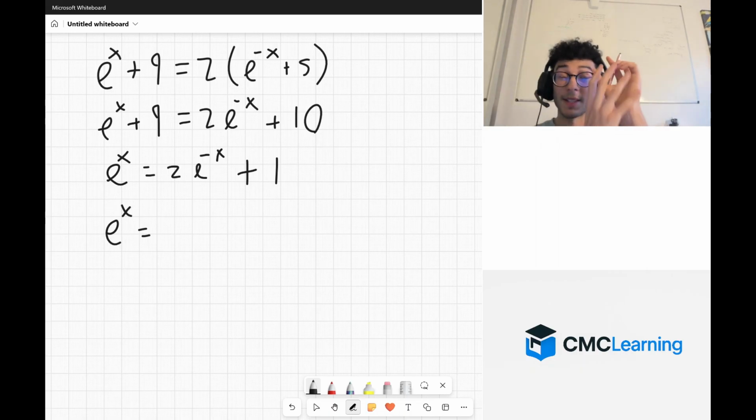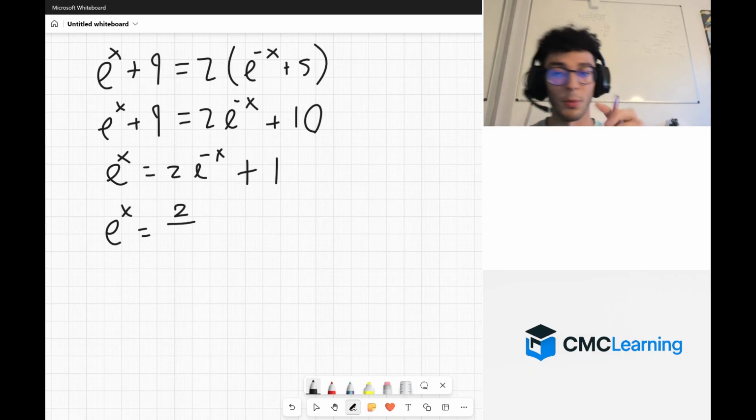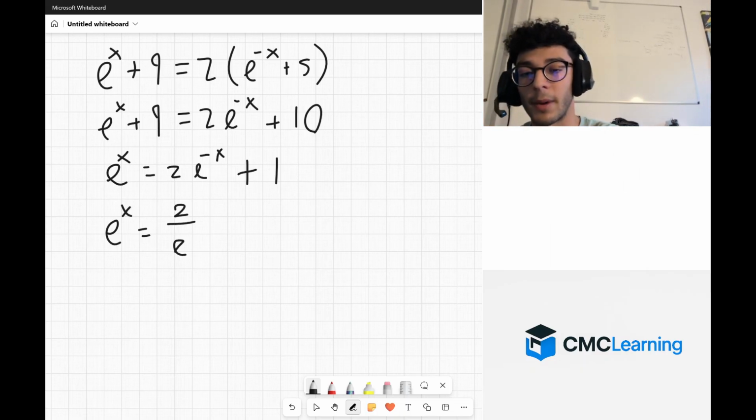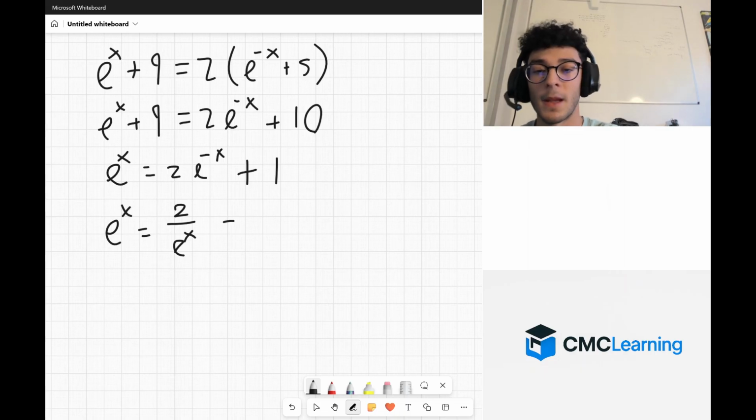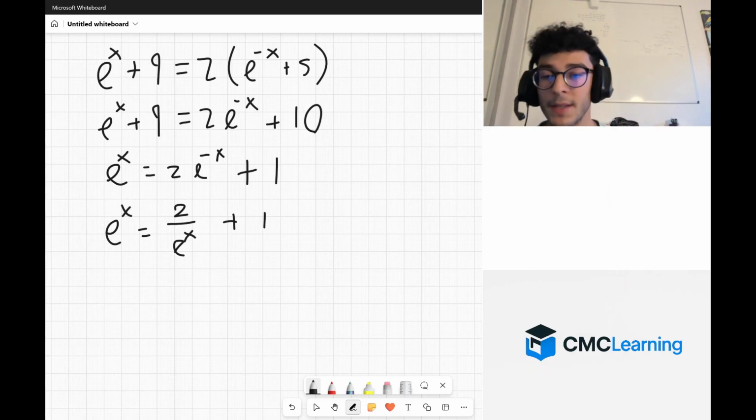So here, if this is to the power of minus x, another way of writing that is just that prefactor 2 divided by e to the power of x, and this is all plus 1. So here it's already taking form a little bit.